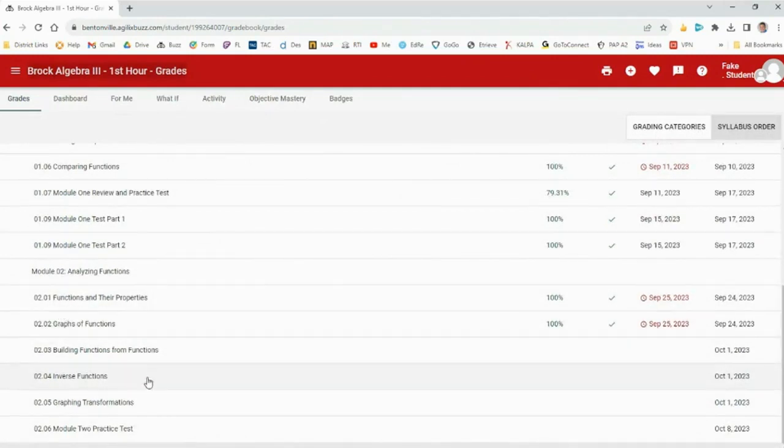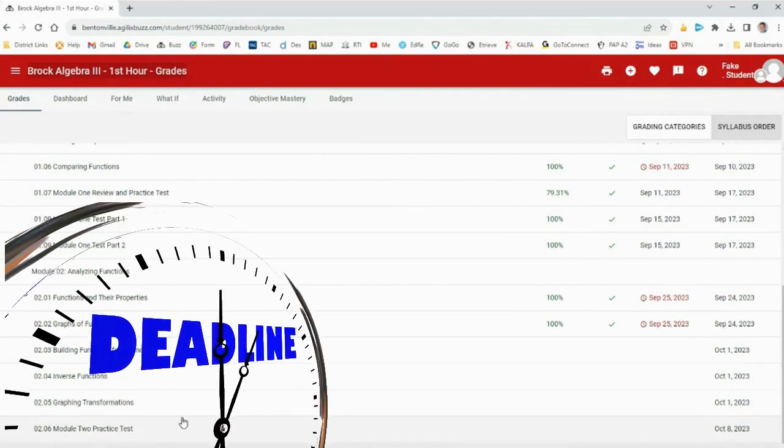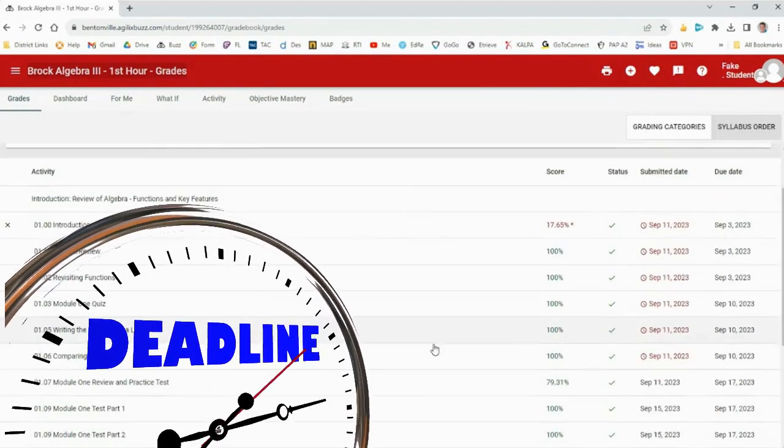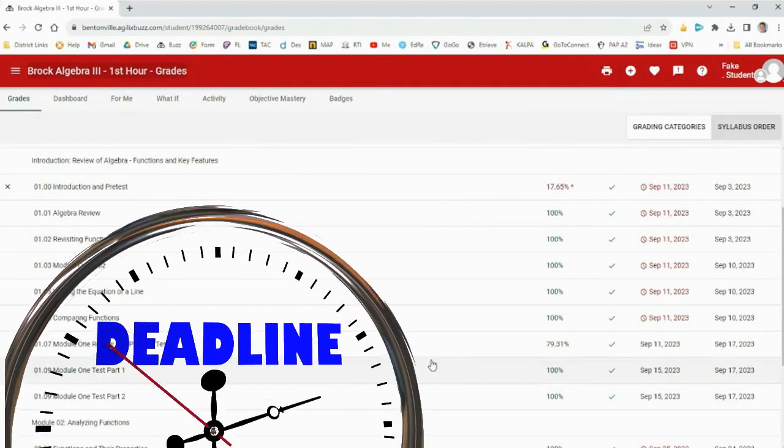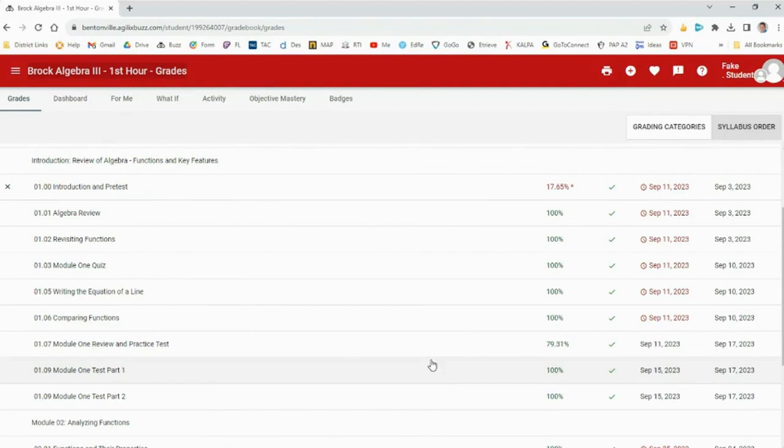This week we're covering 3 lessons: building functions from functions, inverse functions, and then graphing transformations. We're throwing a lot into this week because next week we have the practice test and the test. So we're only going to spend just a couple of weeks going through module 2. After we take the test, module 1 will be closed basically. Anything you have missing from module 1 needs to be in by the time that we test module 2.